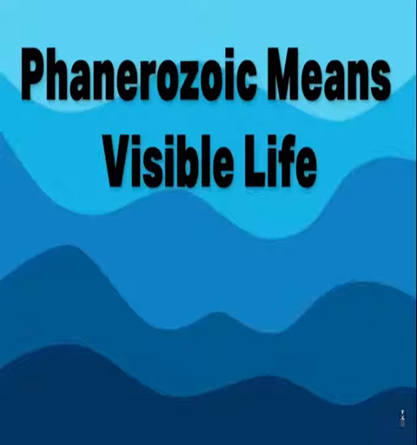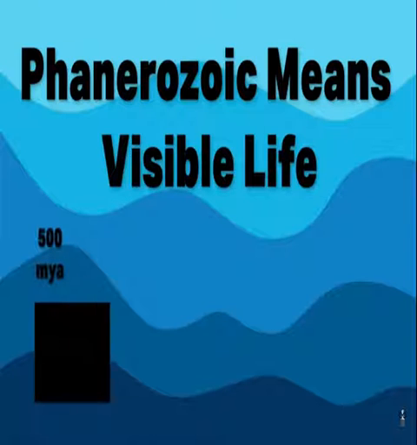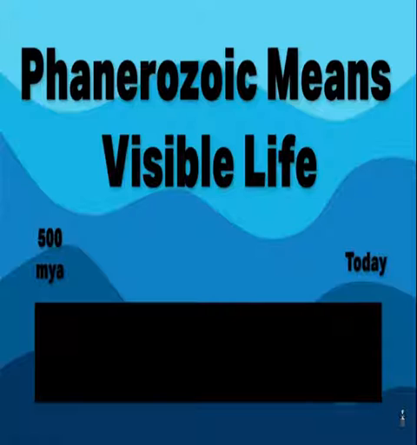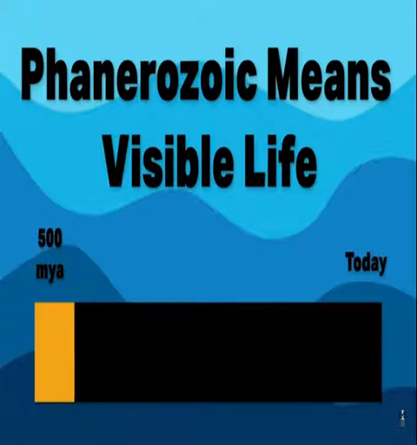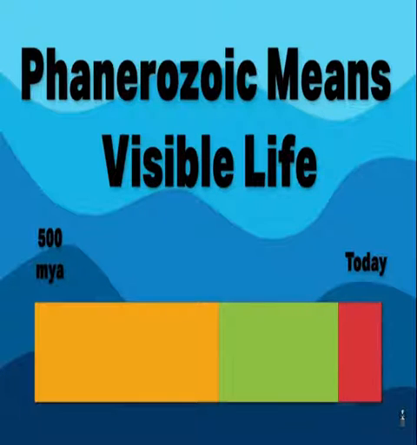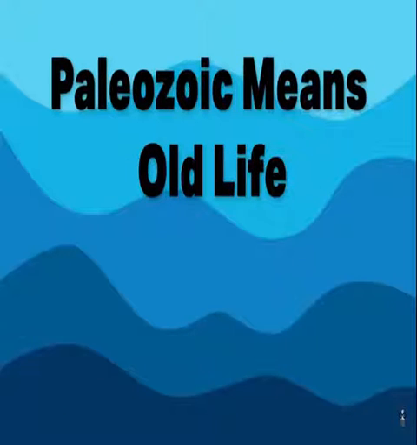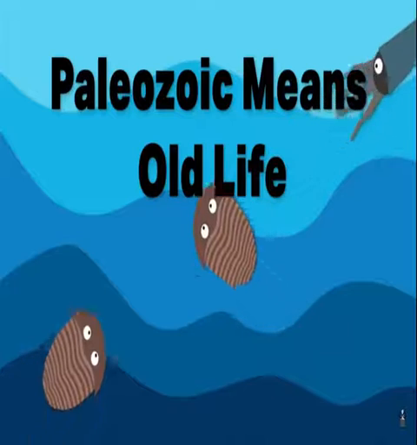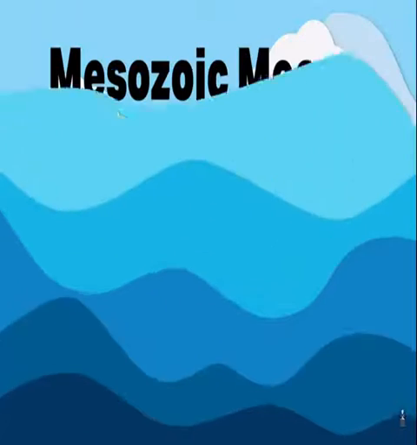The final eon is called the Phanerozoic, which means visible life. It started about 500 million years ago with an explosion of new and crazy looking living things, and continues to this day. It's divided into 3 eras. The first era is called the Paleozoic, which means old life. But what it really means is squiggly life, or weird wormy life. It also means creepy crawly life.